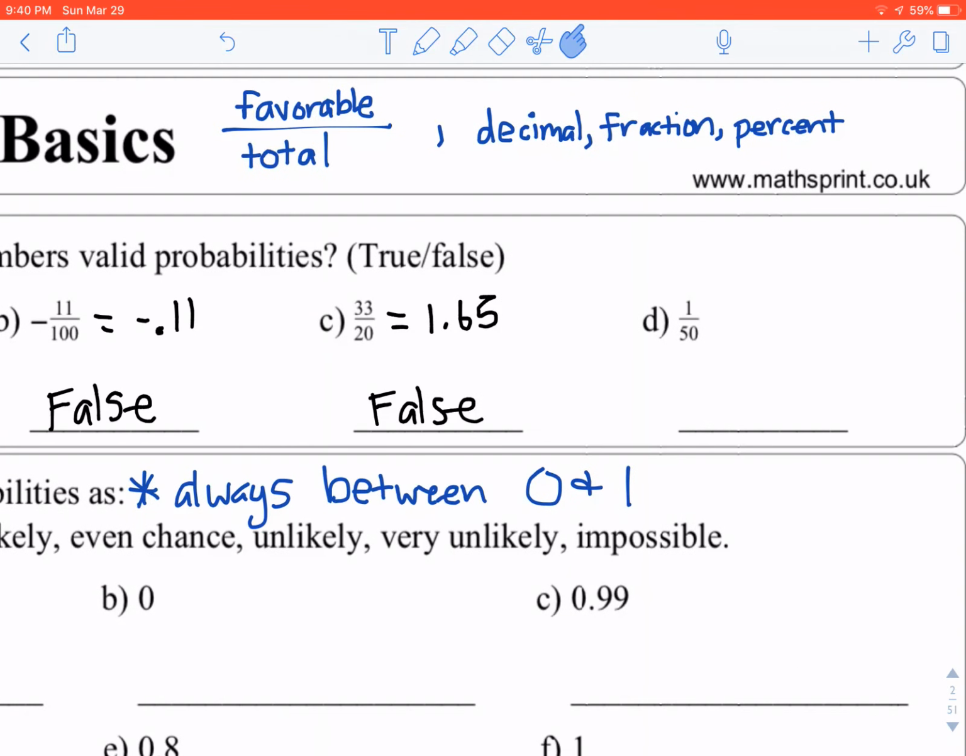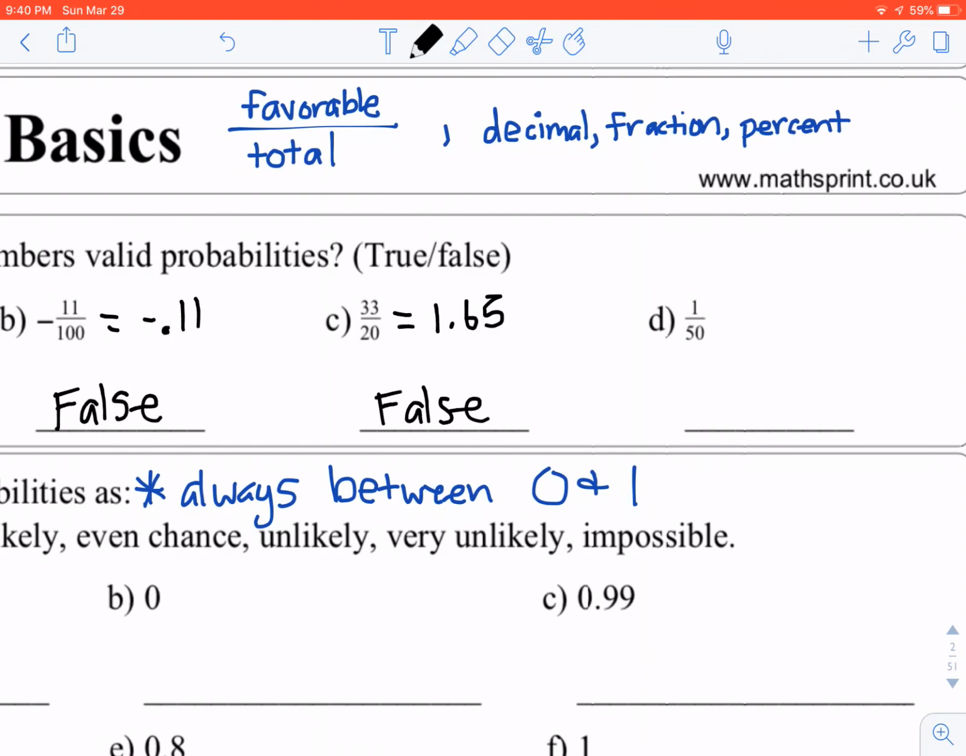And then letter D, we have 1 over 50. So if you take 1 divided by 50 on your calculator, you're going to get 0.02. So again, ask, is that between 0 and 1? Yes. So that is a valid probability. And again, remember, you can write any probability as a decimal, fraction, or percent. So Mrs. Baker and I will accept any of those when we are grading your assignments and quizzes in this unit.